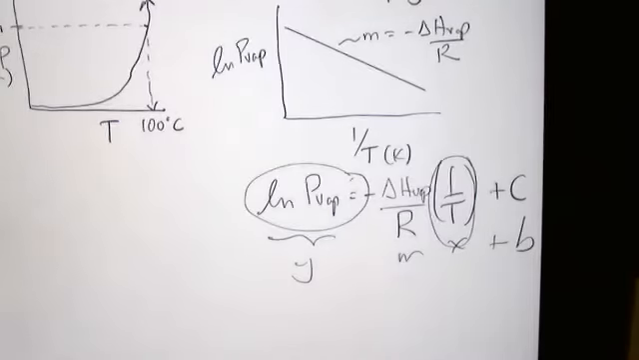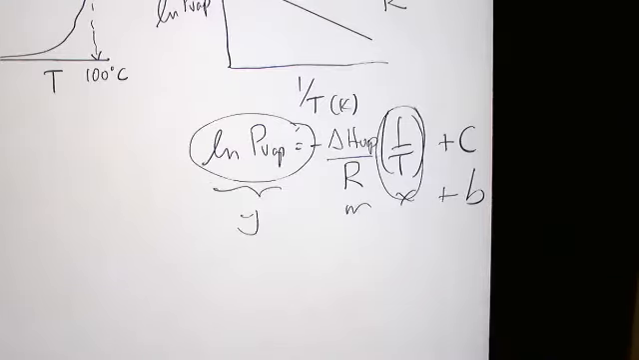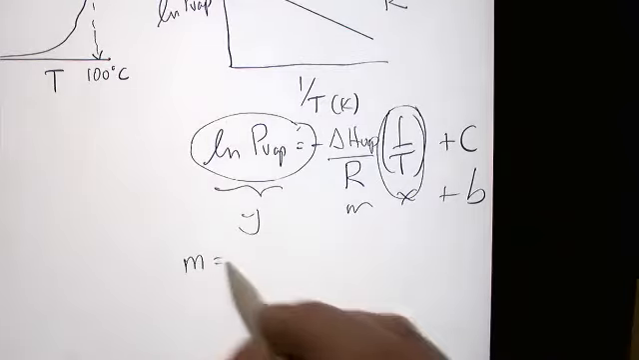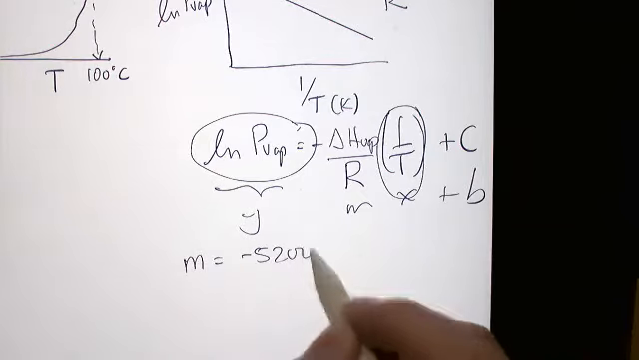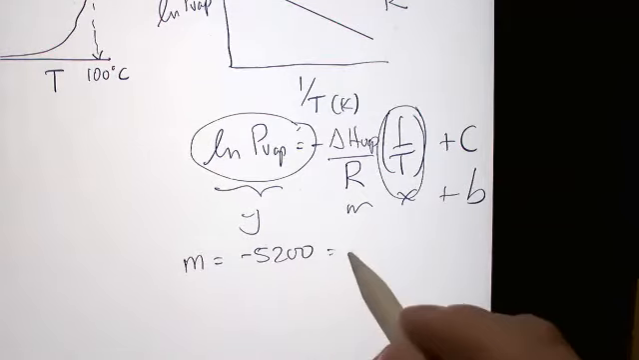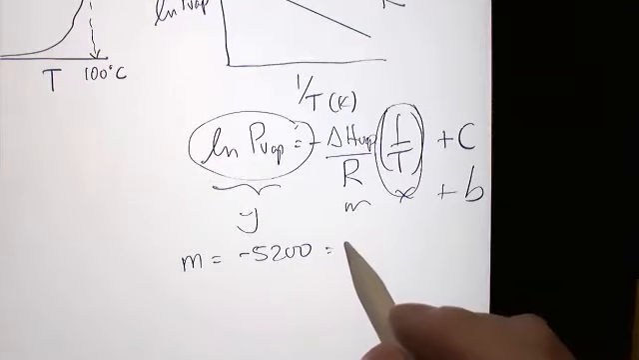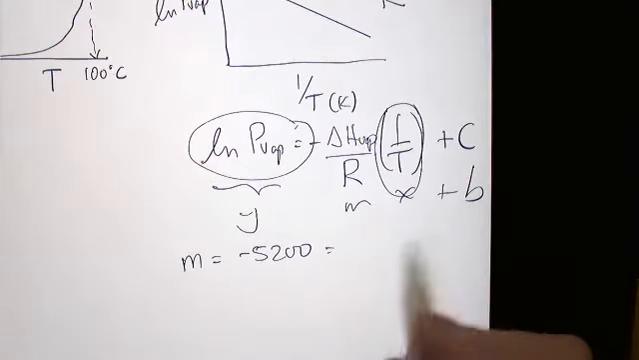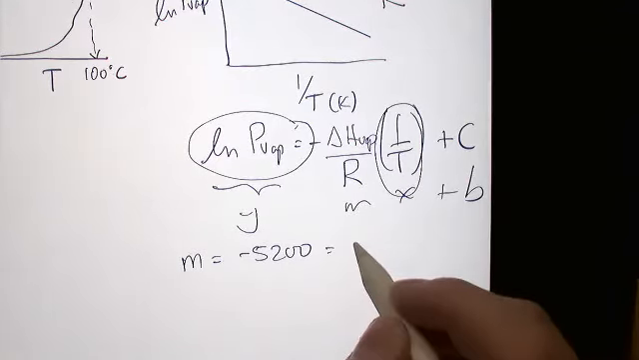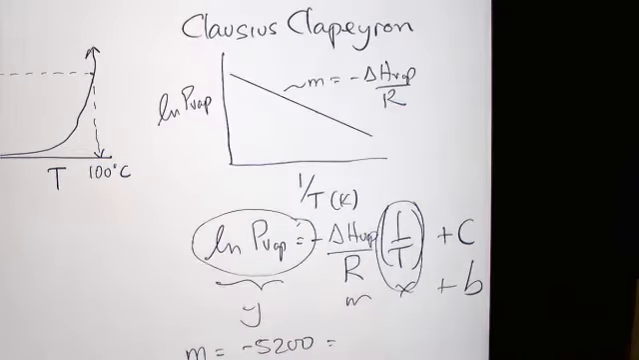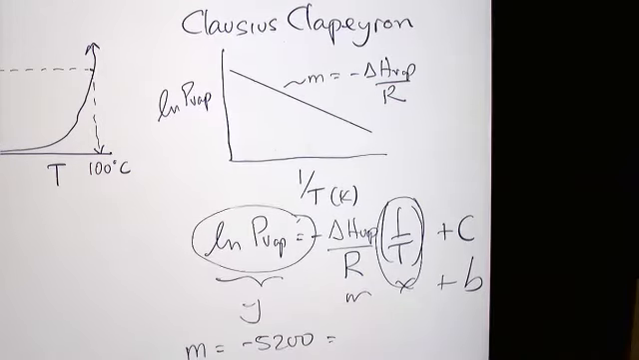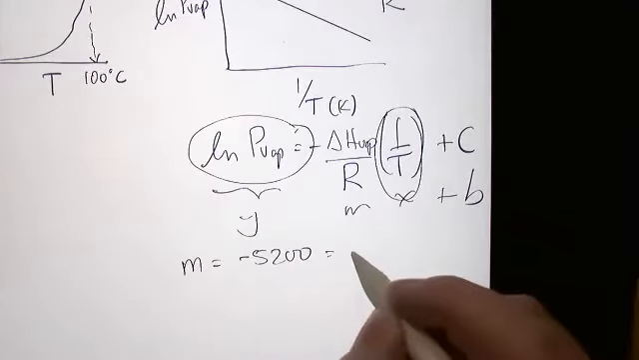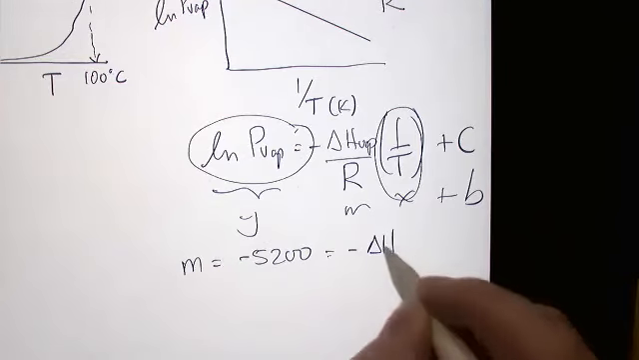So I'm going to go to my graph here, and I'm going to say for water, the slope is negative 5,200. Your slope could be different because you might have used different points than me, right? But it should be similar to that. And looking up at Clausius Clapeyron, the slope was negative delta H VAP over R. So let's say that this is negative delta H VAP.